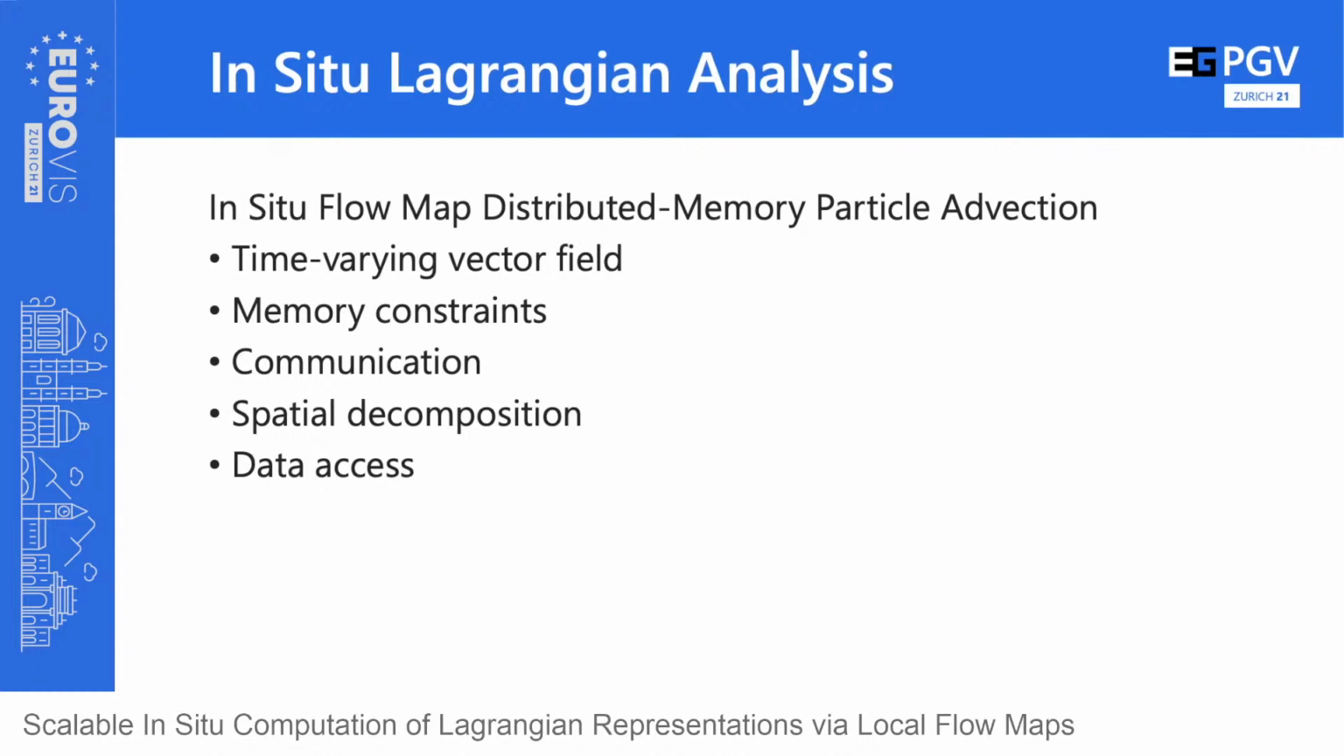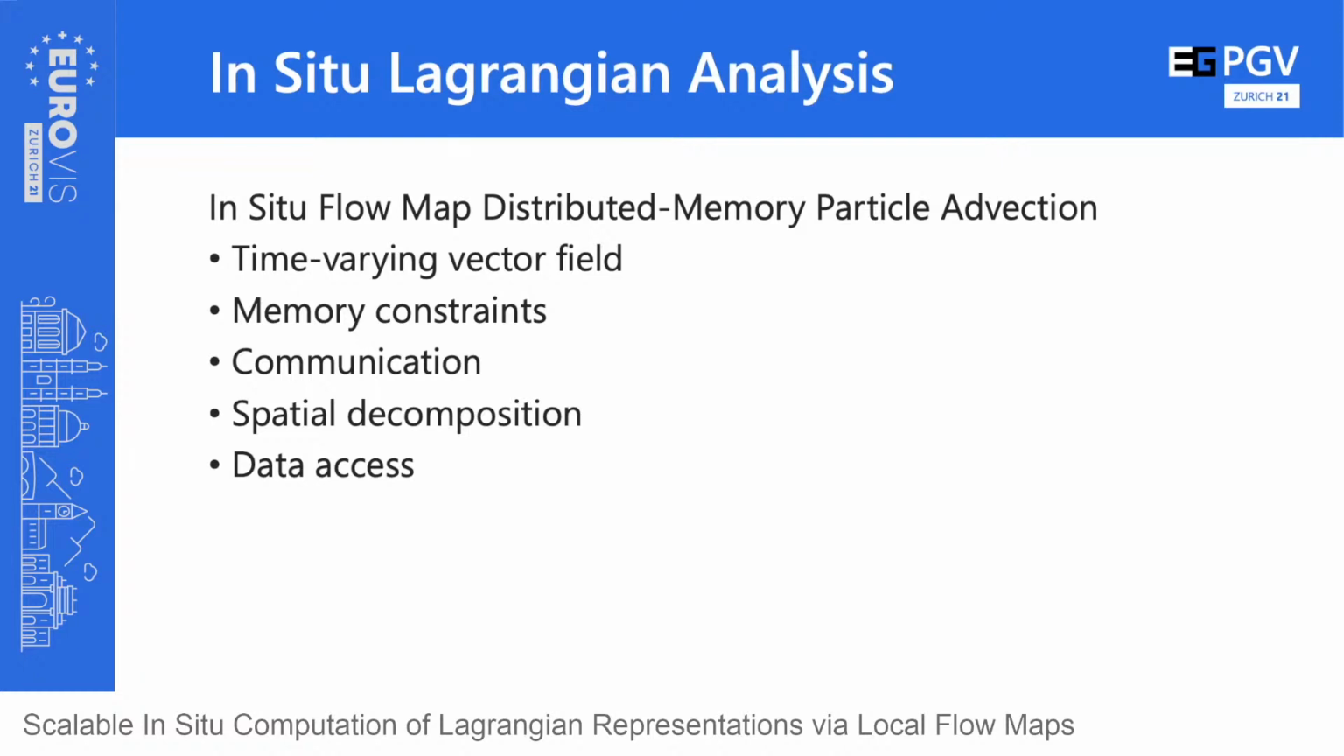Firstly, we are always considering a time-varying vector field. Taking into account the memory constraints that an in situ task is likely operating under, at any given time, only a limited number of time slices of the vector field can be available. These constraints also dictate the need for communication to occur every single cycle. Whereas in a post-hoc setting, there have been works that delay communication until all the particles reach the boundary. This, however, does not appear to be possible when performing particle advection in situ.